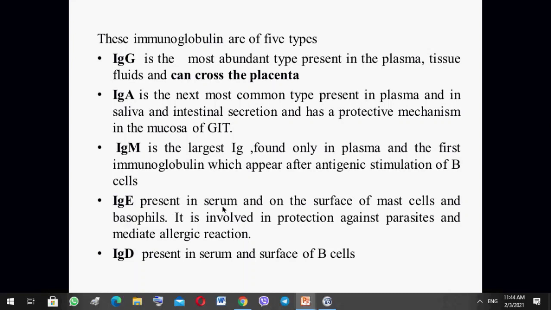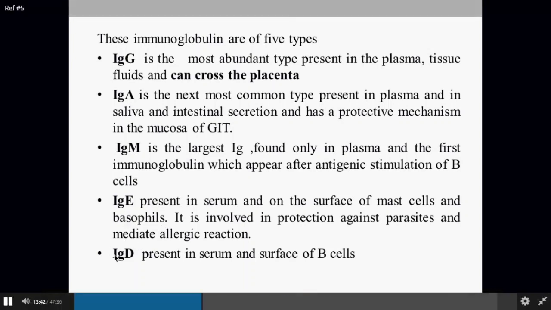IgE is also present in the serum and on the surface of mast cells and basophils. It is involved in the protection against parasites, and it may mediate the allergic reaction. So IgE is another type of immunoglobulin that reacts with mast cells and basophils, and it is involved in the protection against parasitic infestation. Okay, IgE also has a role in the allergic reaction, especially in type 1 hypersensitivity reaction that we will discuss soon, inshallah.